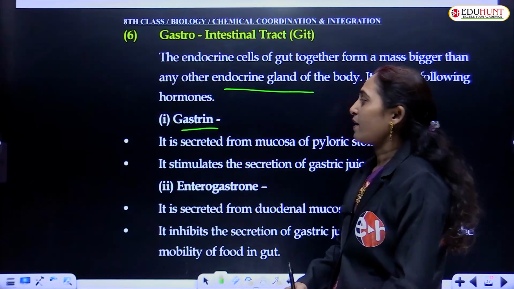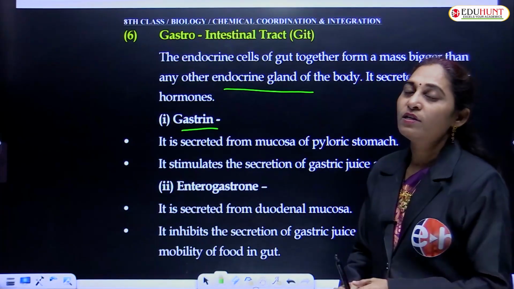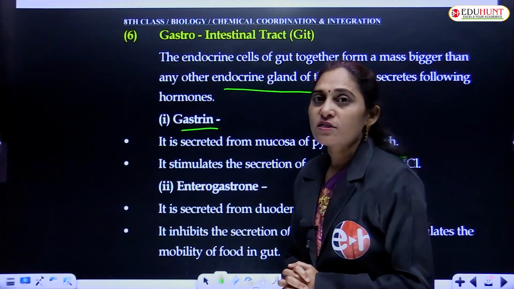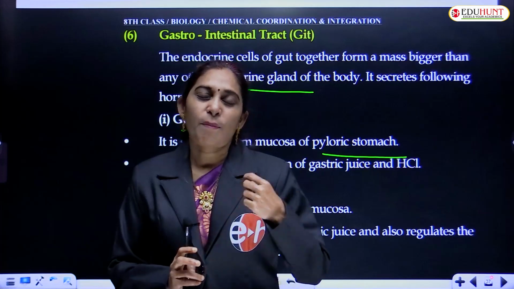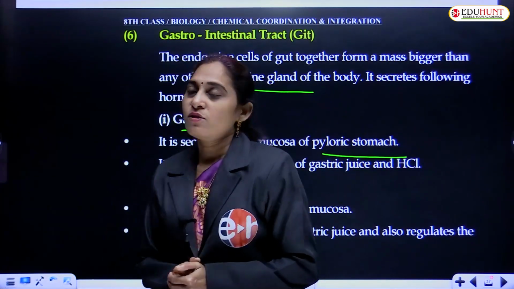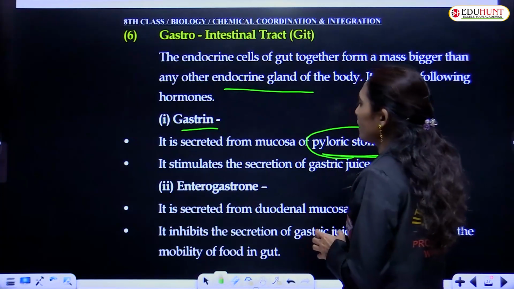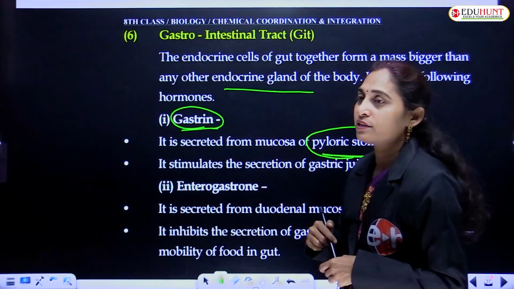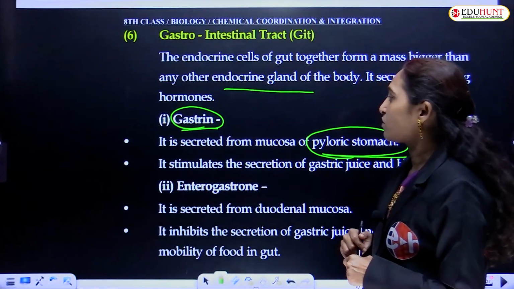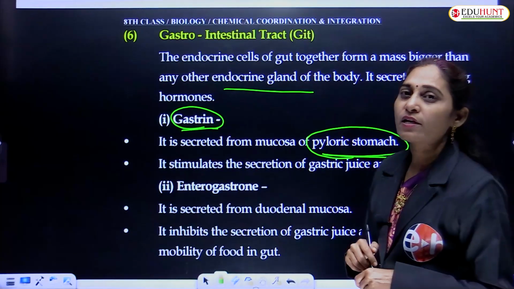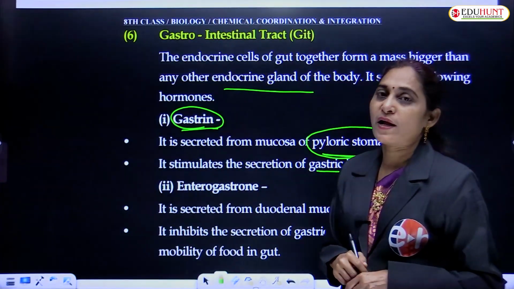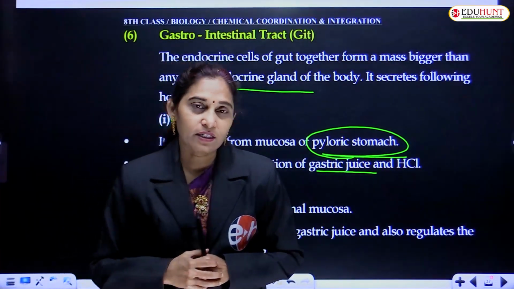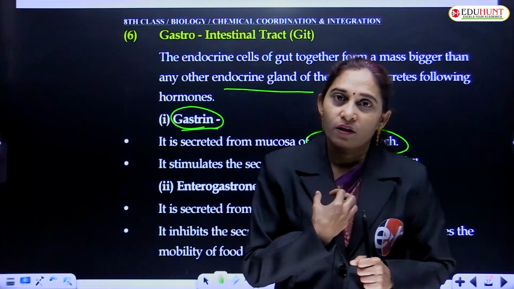First is gastrin. Gastrin is secreted from the mucus layer of the pyloric stomach. In the stomach there are two regions called the pyloric stomach and the fundic stomach. What is the role of this gastrin hormone? It stimulates the secretion of gastric juice and also HCl. HCl is an acid, and it maintains the pH of the stomach.